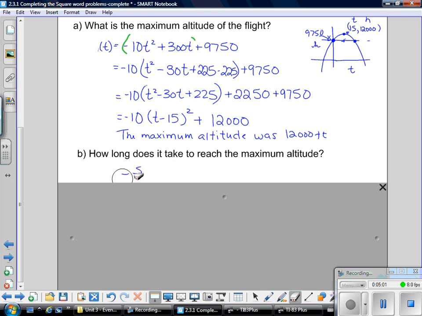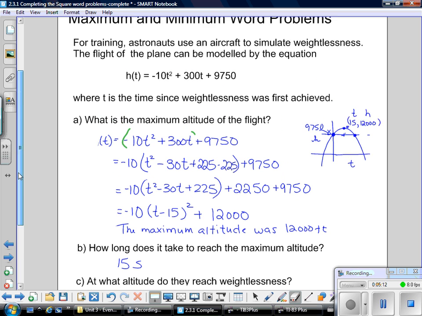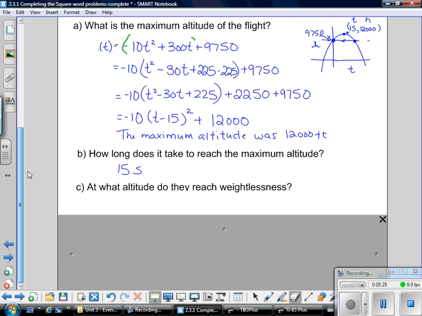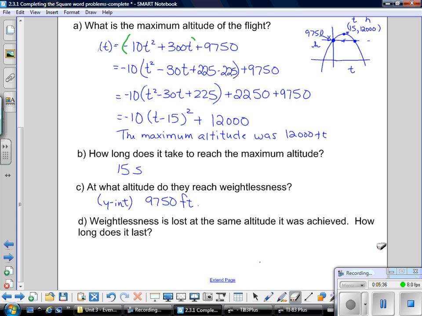So 15 seconds. Then it says, at what altitude do they reach weightlessness? I'm not sure, so let's take a look at the question. It says, where t is the time since weightlessness was first achieved. So that means it happens right here, at t equals 0. So we know that that occurs at the y-intercept, so that's going to be 9,750 feet.